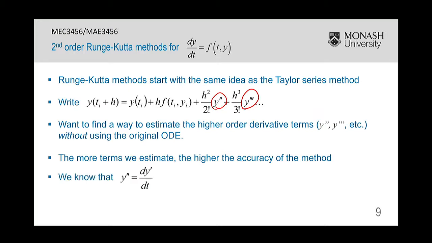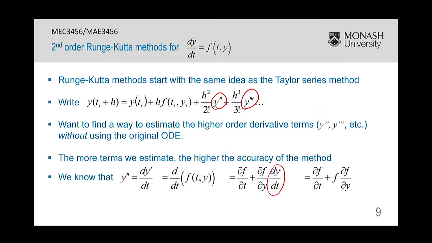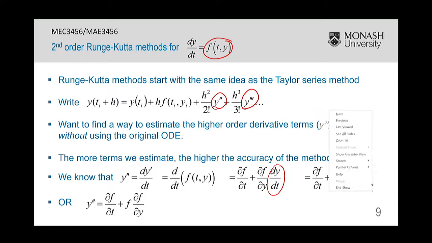Now, because dy/dt is equal to f, we know that y double dashed is equal to d/dt of y dashed, which is equal to d/dt of f of t and y, and using the chain rule, that is simply df/dt plus df/dy times dy/dt. And because we know that dy/dt is equal to f, we can simply write that the second derivative is equal to df/dt plus f times df/dy.